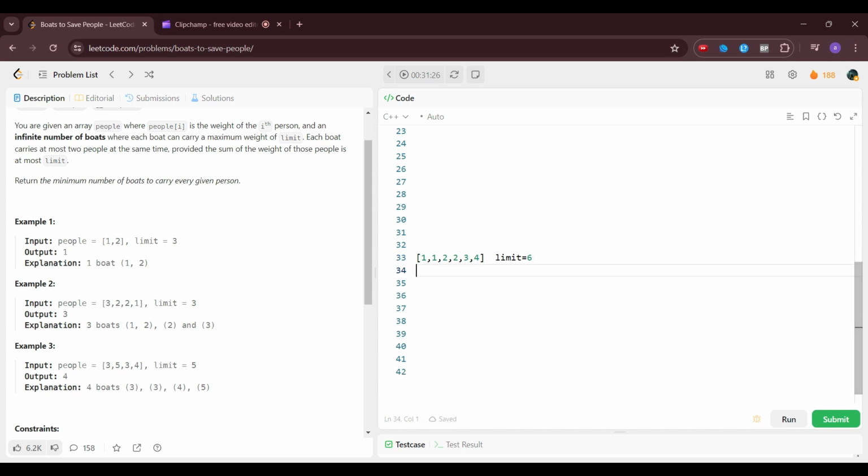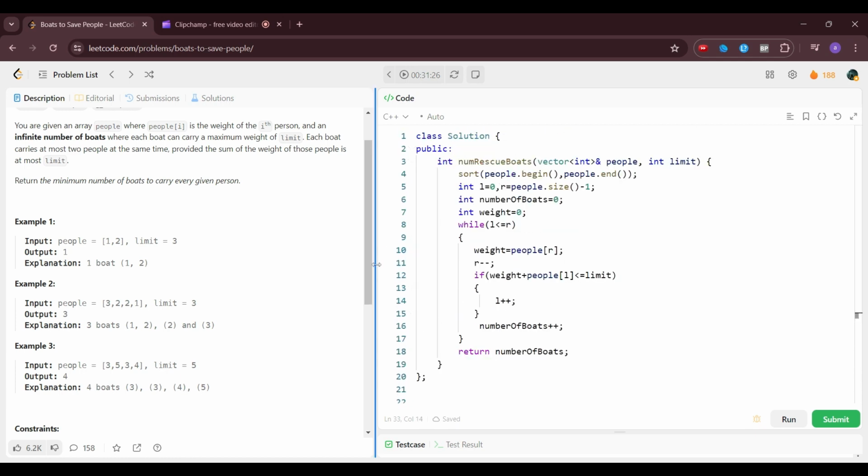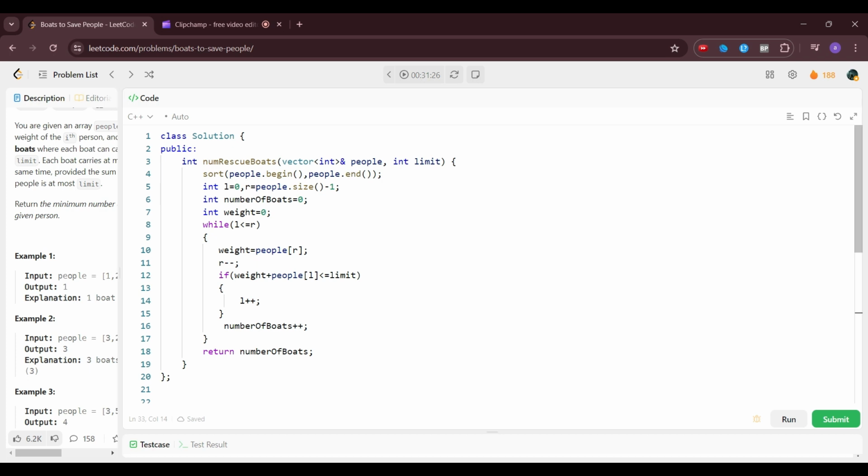So for this, what we are going to do is sort, and then take the person who is at the rightmost. If we have any weight left, that means if we can use the left person within the limit, then we can use them. If we cannot use this, then we'll increment the number of boats, and then we are going to return the answer. So let us see how we are going to solve the question.